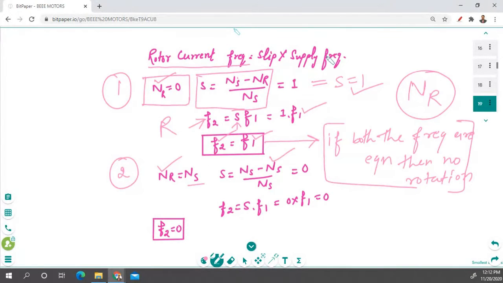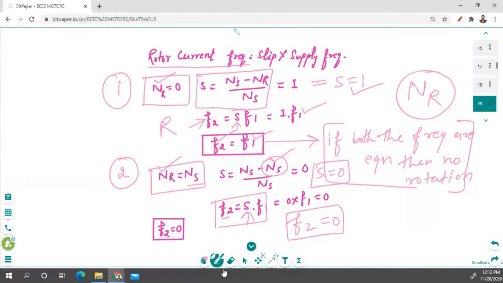If we put the value right here for this NR, we will find out that the slip is going to be equal to 0. Okay, so if your synchronous speed and the actual speed are equal, then your slip is going to be equal to 0. Now if you want to find out the frequency for this rotor part, then we will put the value for this slip, and the frequency is going to be equal to 0. So F2 is 0 right now.